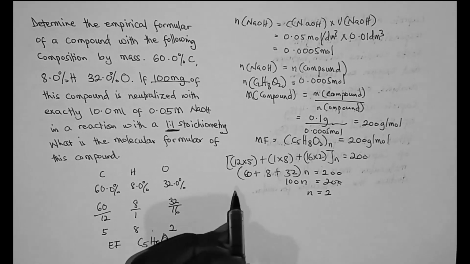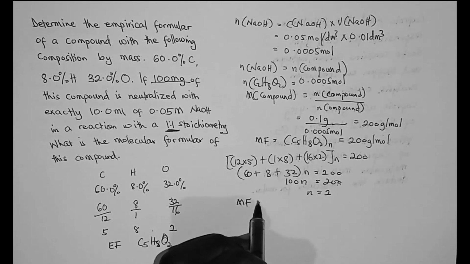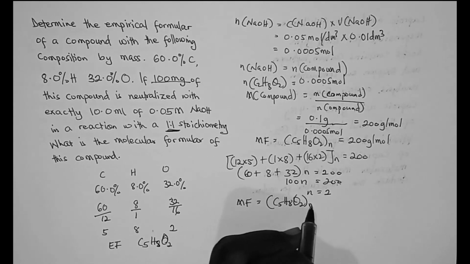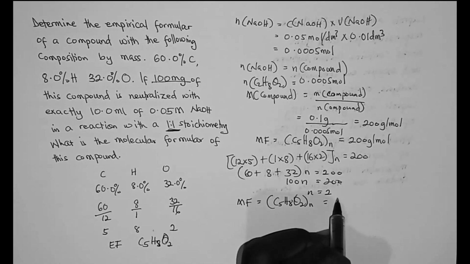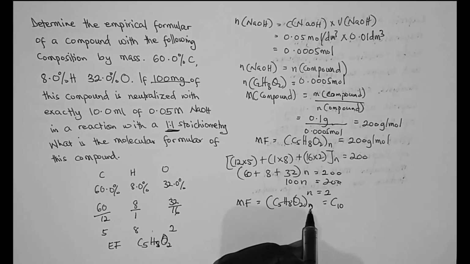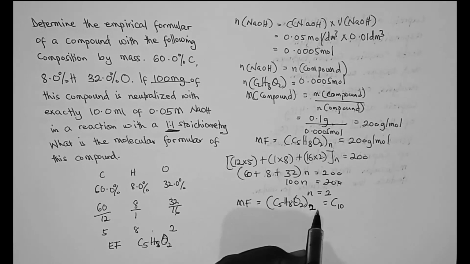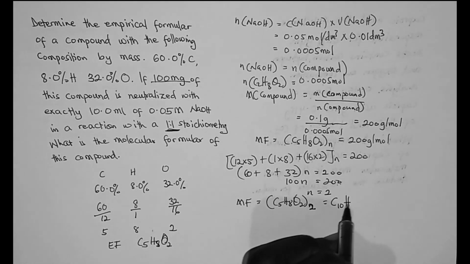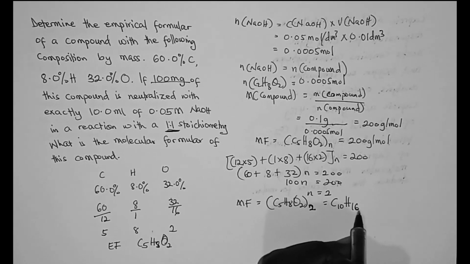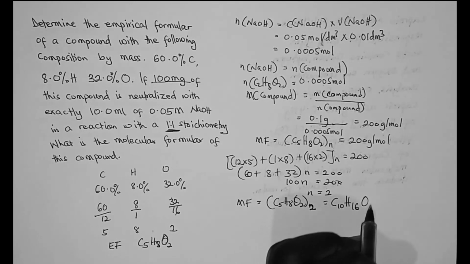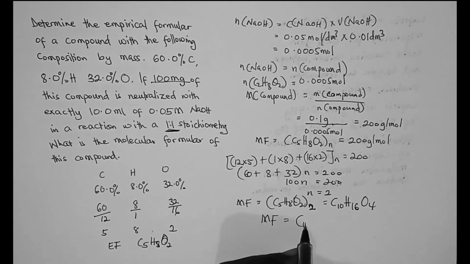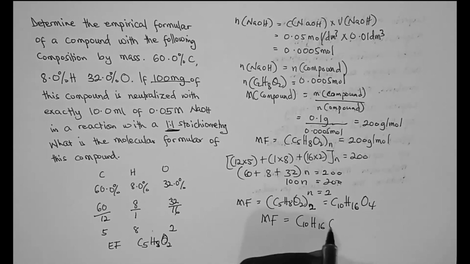So since n is equal to 2, it means that the molecular formula of the compound is equal to C5H8O2 times n. So 5 times 2 is 10. H, which is 8 times 2, is 16. Then O2, so O is 2 times 2 is 4, so it becomes O4. So the molecular formula of the compound is C10H16O4.